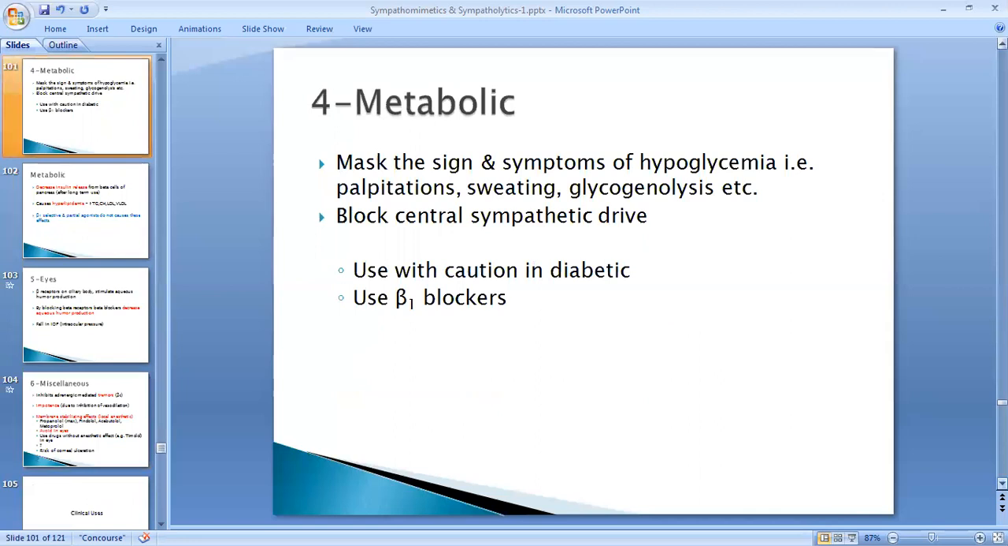Metabolic effects. Beta blockers mask the signs and symptoms of hypoglycemia, especially non-selective beta blockers. The signs and symptoms of hypoglycemia are palpitation, sweating, headache, and anxiety. When beta blockers are used, these signs and symptoms are masked. So they should be avoided in diabetic patients, especially insulin-dependent diabetic patients who are prone to hypoglycemic episodes.